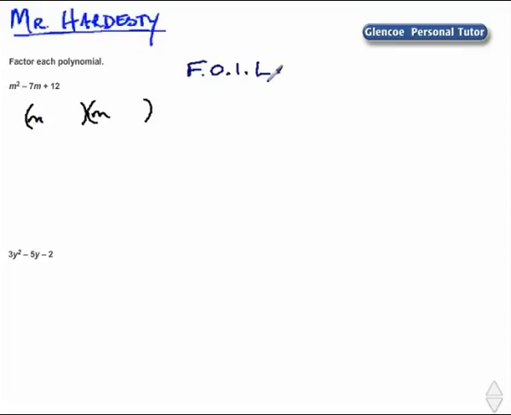Now think about the other end of FOIL, last. These two terms, 12 is to be our product. 12. Lots of ways to get 12. Maybe 1 times 12, 2 times 6, or 3 times 4.